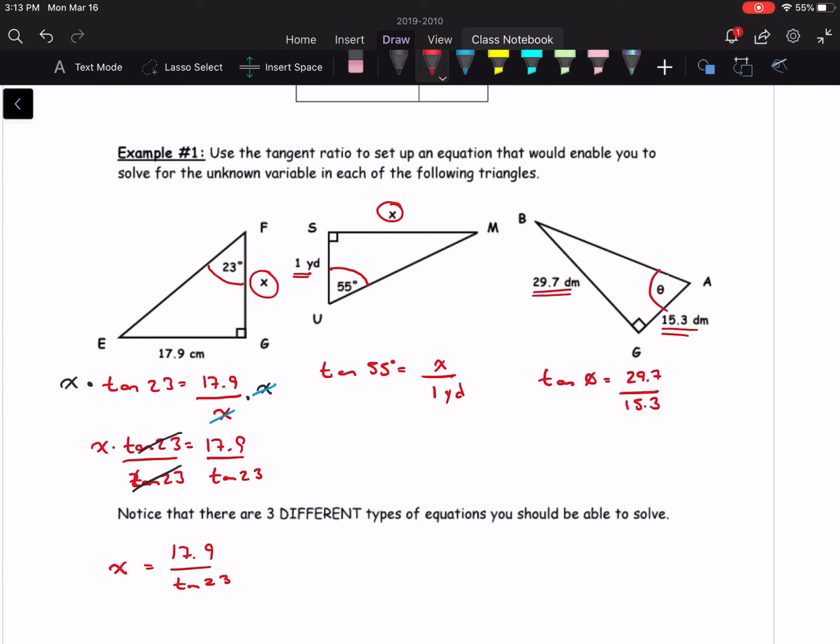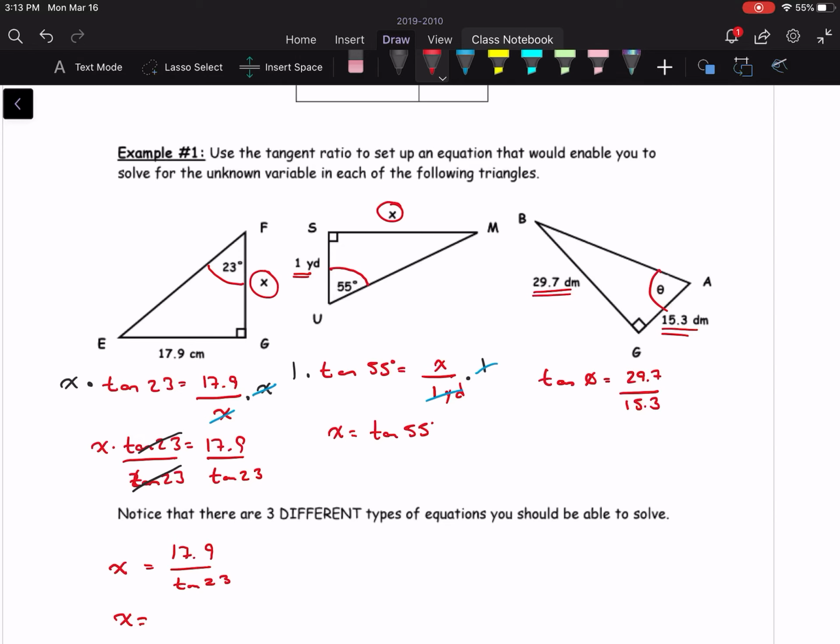Lastly, I'm going to punch that into my calculator and solve. I actually don't have the answer, so I'll let you ring that through. Let's take a look at the next one. It's kind of silly because it's divided by 1, but if it were something other than 1, then we would simply multiply both sides by the denominator so that these two things would cancel out. So in this case, x is just equal to tan 55.